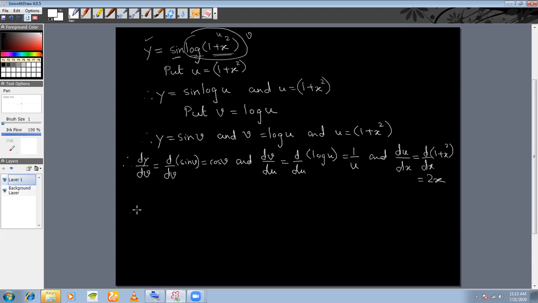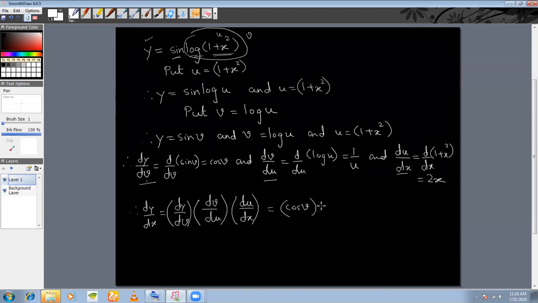Therefore, my aim was to find dy/dx. Therefore, dy/dx must be equal to dy/dv, multiplication of all this, this into this into this, into dv/du into du/dx, which is cos v into 1 by u into 2x. Now you put back the values of whatever you have.